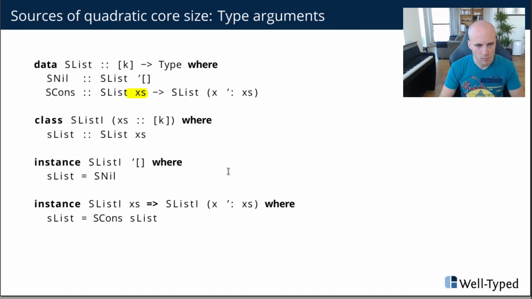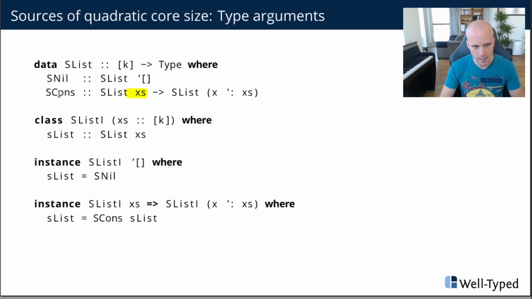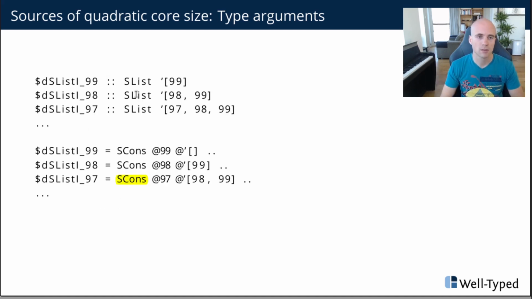This is fine by itself, but the moment that GHC needs to generate evidence for SListI for a concrete type level list, it's going to look something like this, right? If we need to produce an SListI instance for a list of 100 elements, we're going to have 100 of these SCons applications. That SCons application has a type parameter, right? The tail of the list. That tail of the list is itself linear again in the size of the record, and so quadratic code.